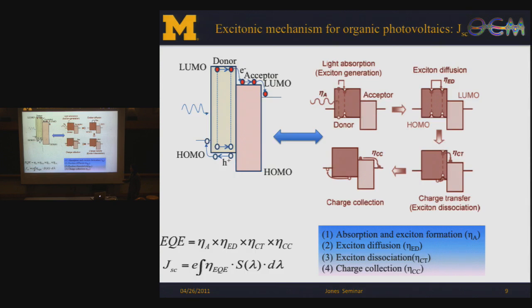When we integrate the efficiency from the 4 steps, we get the external quantum efficiency. This quantum efficiency reflects the internal quality of the device structure. Basically, it tells the probability for one photon to generate one electron-hole pair. And this EQE number is wavelength dependent. When we integrate EQE with the solar spectra I just showed before, we can get the photocurrent.